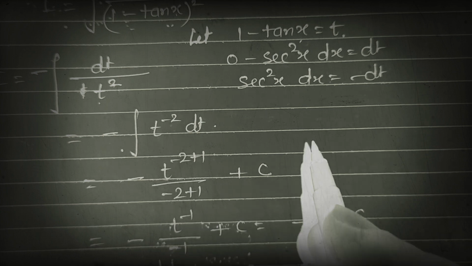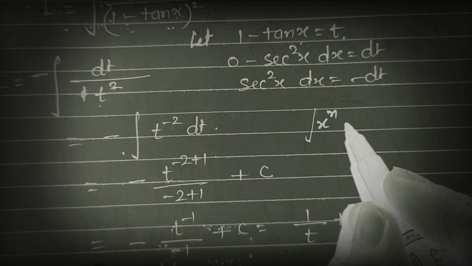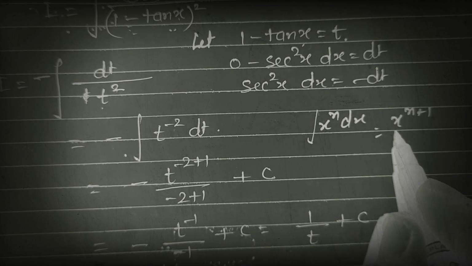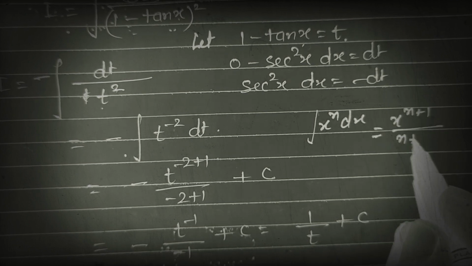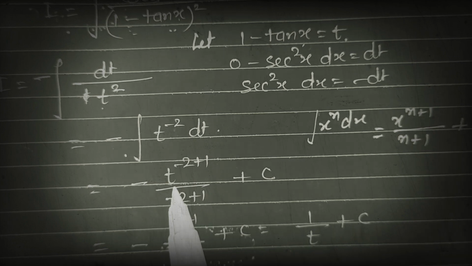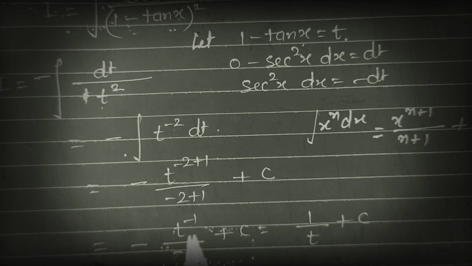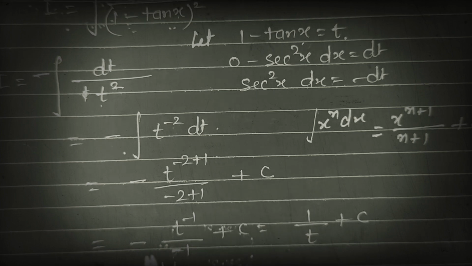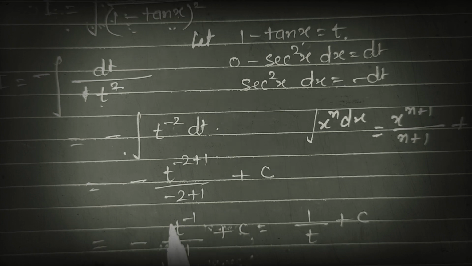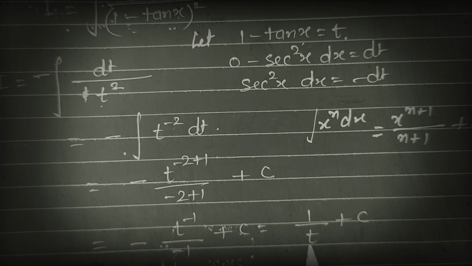We know that integration of x raised to power n dx is x raised to power n plus 1 upon n plus 1 plus c. So same here. T raised to power minus 2 integration is t raised to power minus 2 plus 1 upon minus 2 plus 1 plus c. So it is t raised to power minus 1 upon minus 1. Minus is outside also, so it is plus. And t raised to power minus 1 will be 1 upon t plus c.